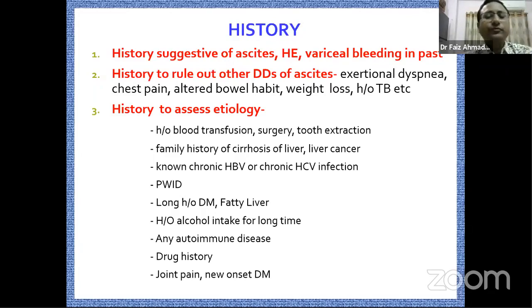male patient of 40 to 45 years having joint pain, arthritis, and new onset of diabetes mellitus with skin color change, that is hyperpigmentation of the skin, we must think it could be due to hemochromatosis. So this is important.